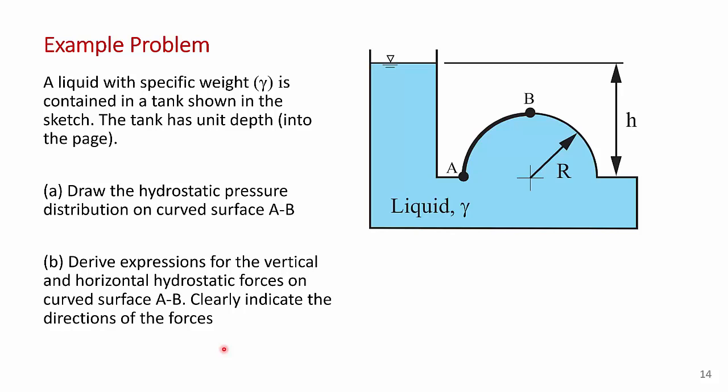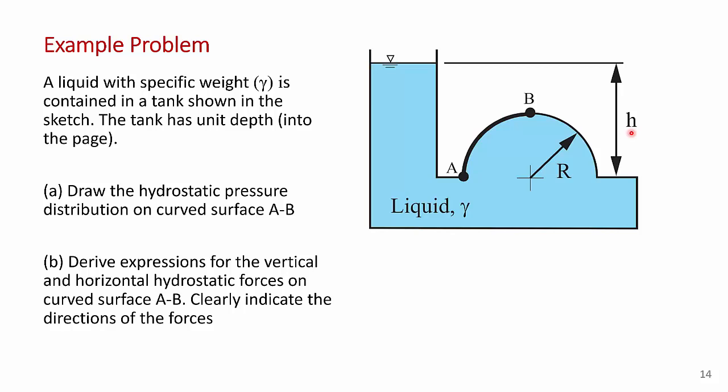So here we have another problem. This one's done all in symbolic form. I really recommend that you work in symbolic form before you plug numbers in. You'll get much more part marks that way. So we're just after figuring out what the horizontal and vertical forces are on this section of the surface AB. And this surface has radius R, and the bottom of this semicircular surface has a depth in the fluid of H.